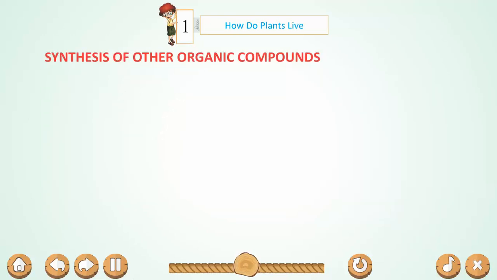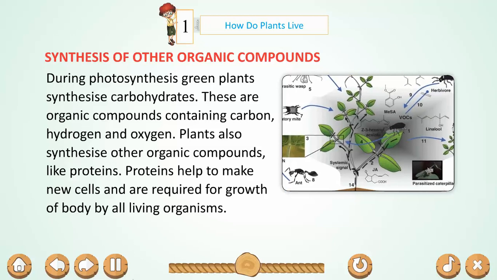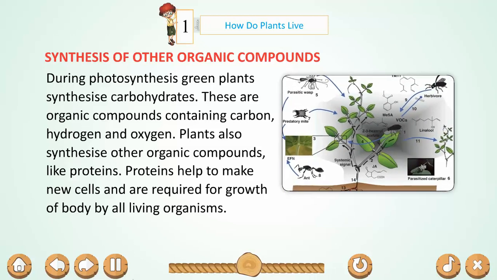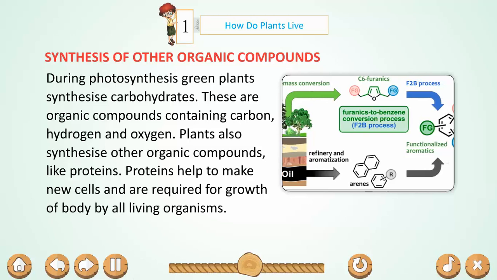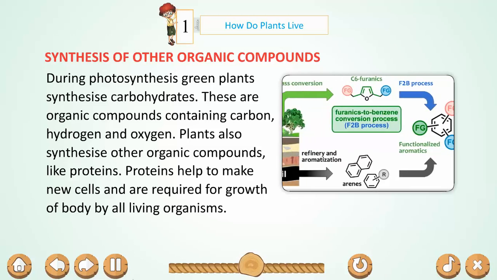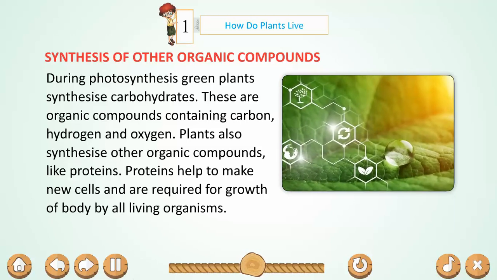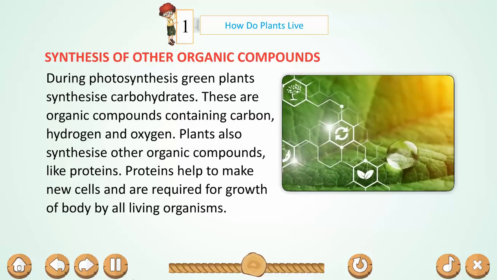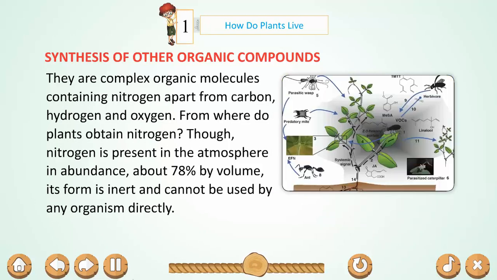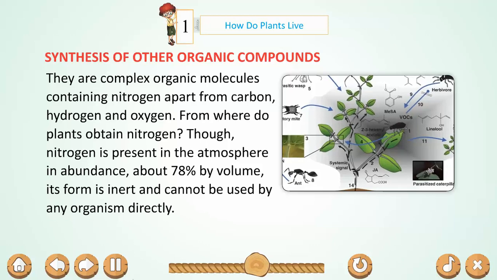Synthesis of other organic compounds. During photosynthesis, green plants synthesize carbohydrates. These are organic compounds containing carbon, hydrogen, and oxygen. Plants also synthesize other organic compounds like proteins. Proteins help to make new cells and are required for growth of the body by all living organisms. They are complex organic molecules containing nitrogen apart from carbon, hydrogen and oxygen.